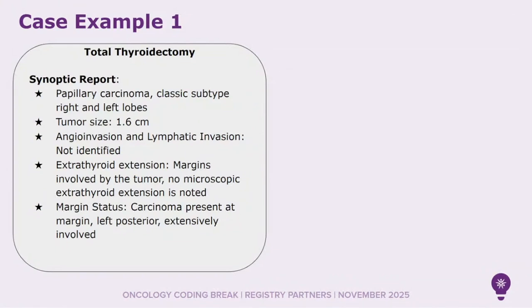Case example 1 is a total thyroidectomy, which is papillary carcinoma, classic subtype in the right and left lobes. Tumor size was 1.6 centimeters. The extrathyroid extension reveals that the margins are involved by the tumor. There's no microscopic extrathyroid extension noted. Carcinoma is present at the left posterior margin and is involved extensively.